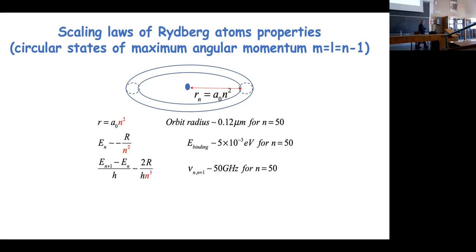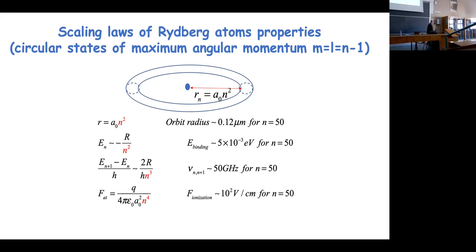Another important parameter is the distance between n and n-1. That is the energy difference between two nearby states. If you divide it by h, you get 2R over h n cubed, because the distance between two n values is the derivative of 1/n squared, which is 2/n cubed. And when you put orders of magnitude for n equal 50, you find a frequency of about 50 gigahertz. So it's why I'm talking about microwaves. It's not visible. It's a frequency which is of the order of the frequency that you have in microwave atomic clocks, for instance. So it's microwave domain.